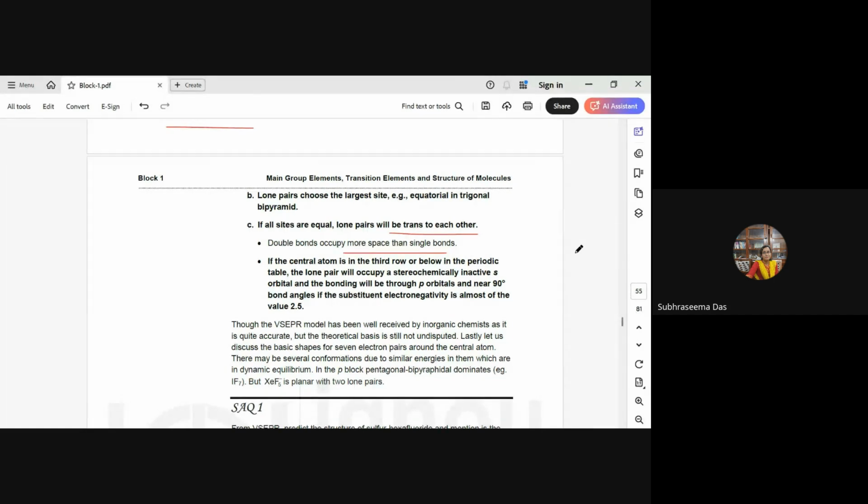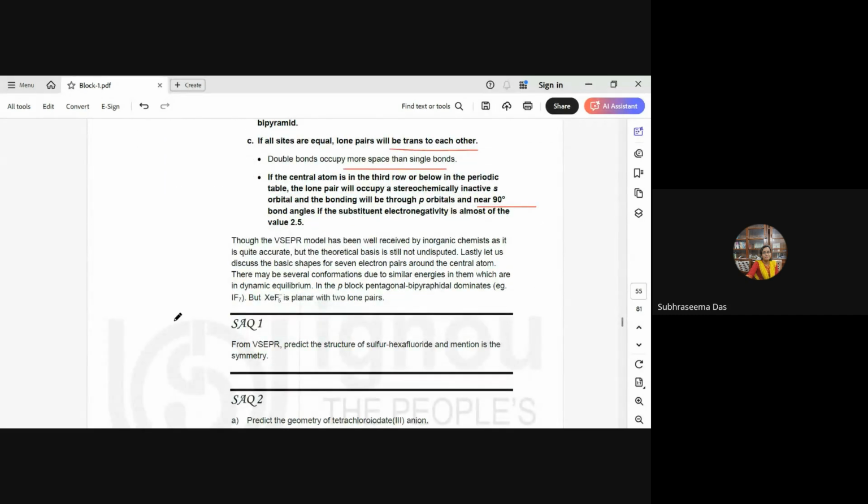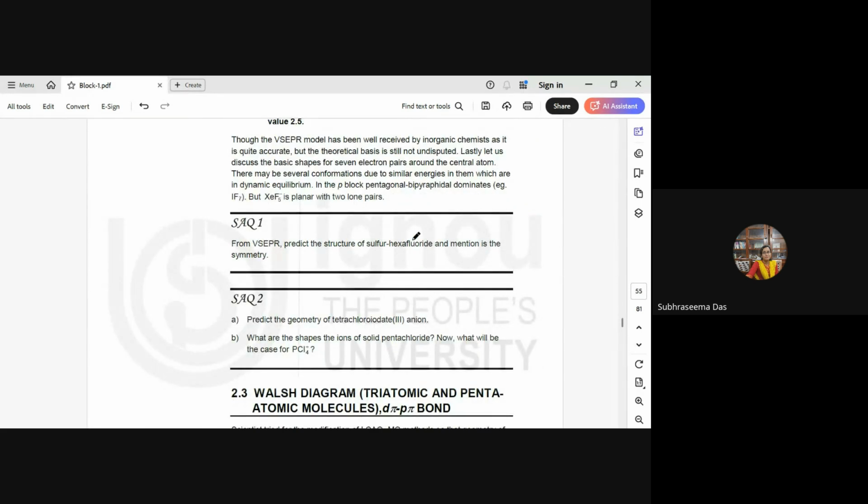And if the central atom is in the third row or below in the periodic table, the lone pair will occupy a stereochemically inactive s orbital, and the bonding will be through p orbitals with near 90-degree bond angles if the substituent electronegativity is less than 2.5. Although this VSEPR model has been well received, its theoretical basis is still not understood. However, it has some lacunae because it cannot explain various geometries of complex molecules. So a modern theory has also been proposed to counteract this VSEPR theory.